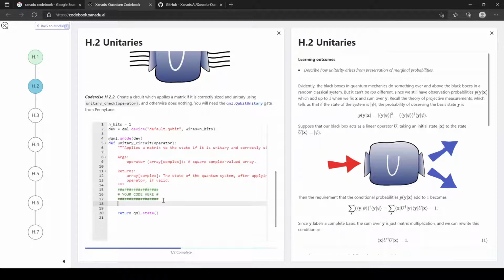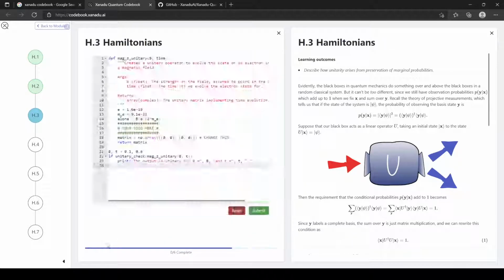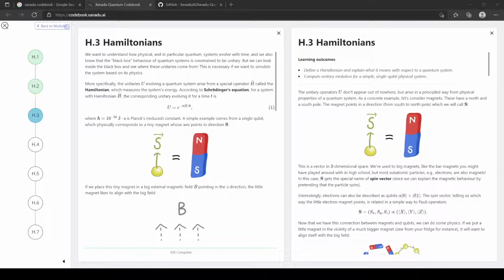All right. If unitary check of operator, prove it unitary. Qubit unitary of the operator matters is 0. I'm probably gonna have to check the size too. Yeah. And operate for that favorite 0 2. There we go. Whew. Blazing through these.